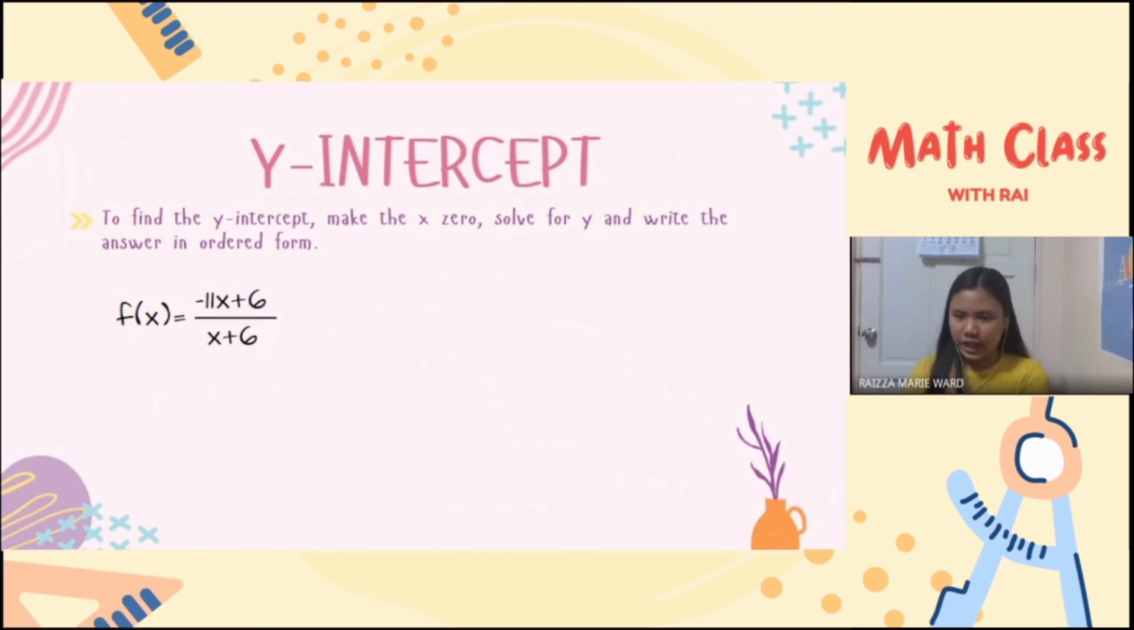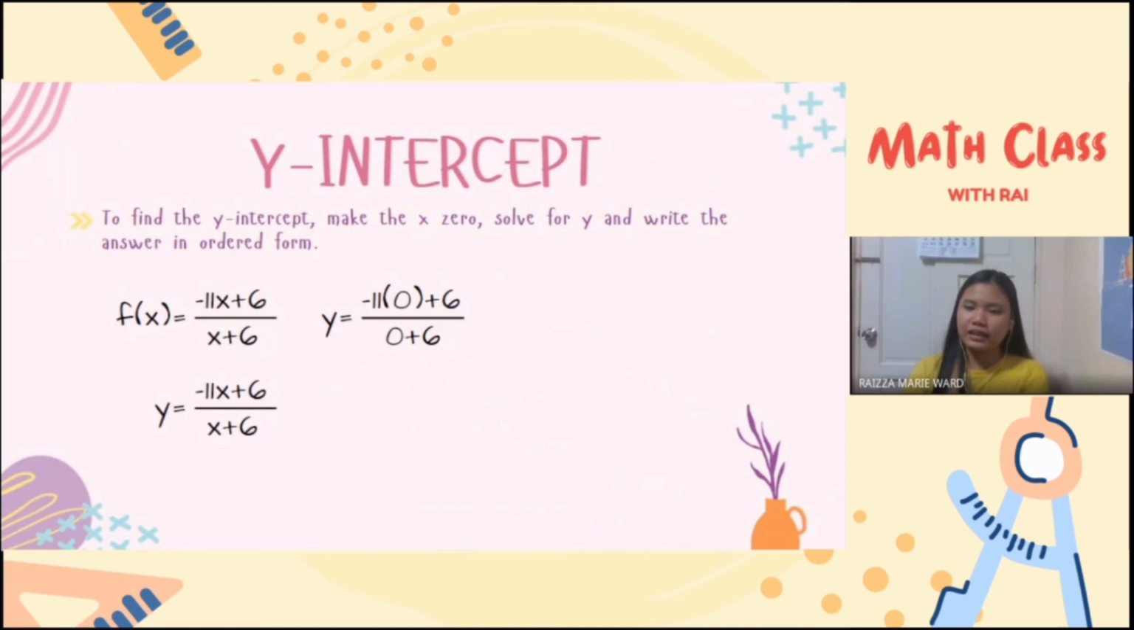Next is the y-intercept. To find the y-intercept, make the x 0, solve for y, and write the answer in ordered form. So, lahat ng x, palitan natin ng 0. Negative 11 times 0 is 0, plus 6 is 6. On the denominator, 0 plus 6 is 6. Y is equal to 6 over 6 or 1. Write it in ordered form. Y-intercept is 0, 1.